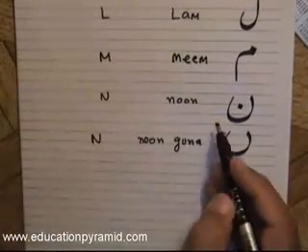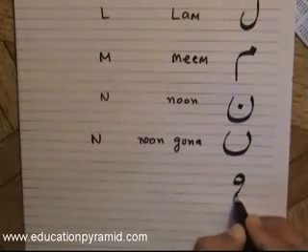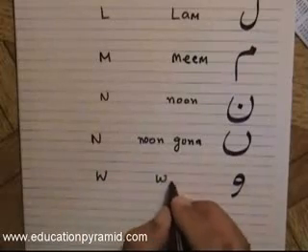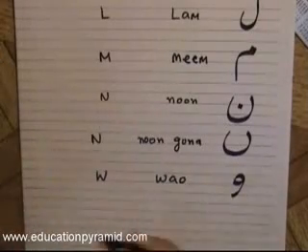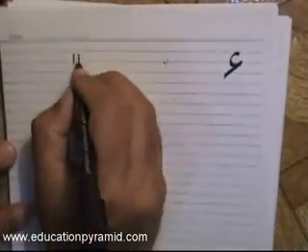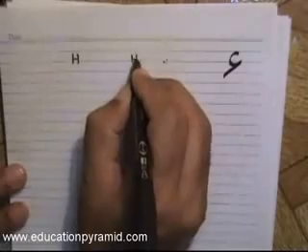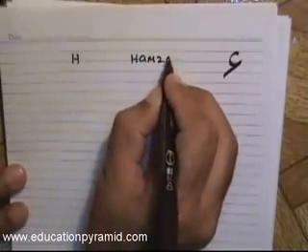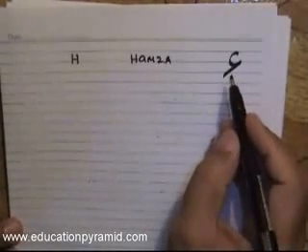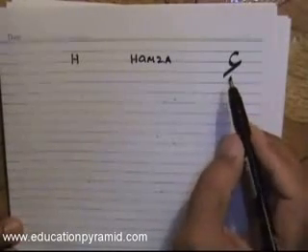Then we have Wow. W, like wow. After wow, we have a sound Hamza, from H. Hamza is an Arabic name. There is certain use of this particular letter in Urdu. So Hamza.